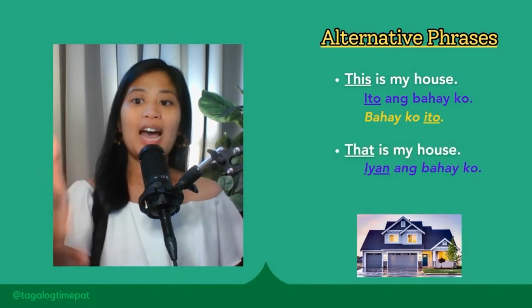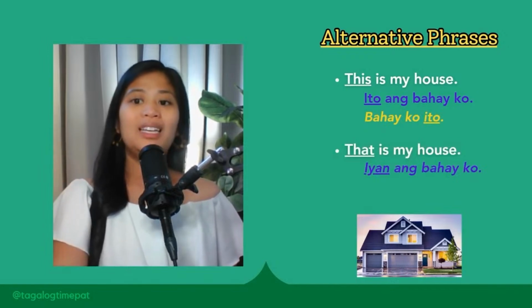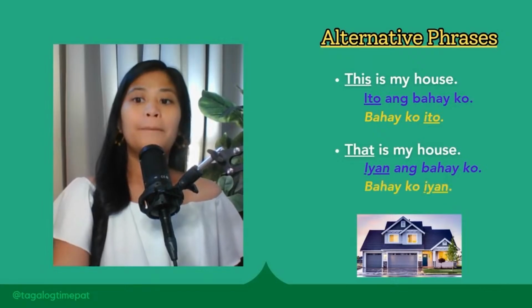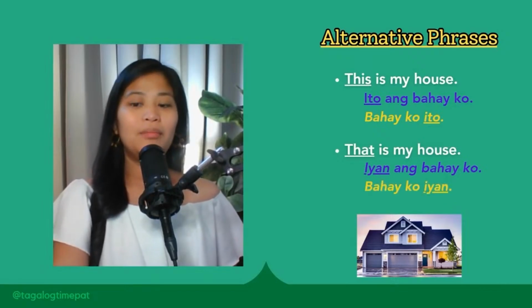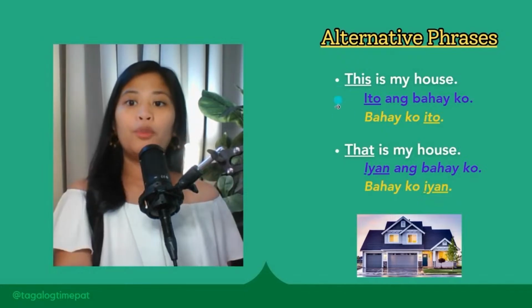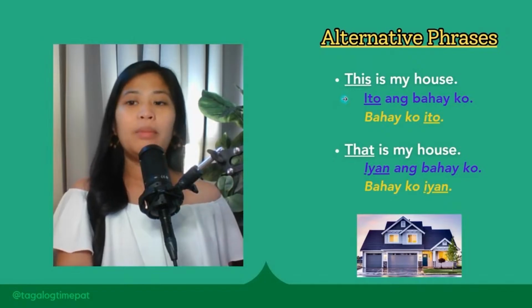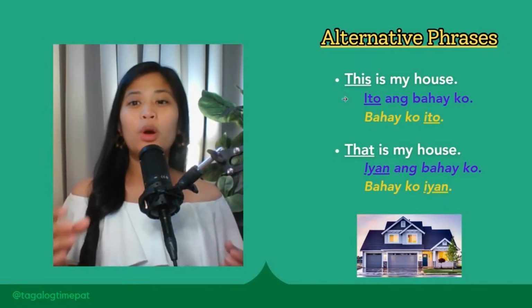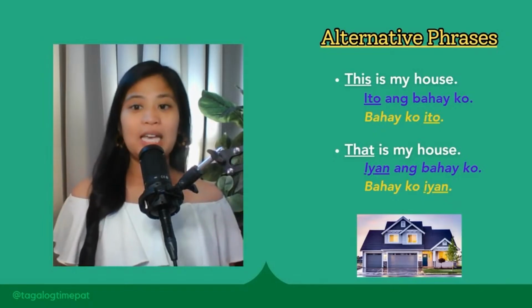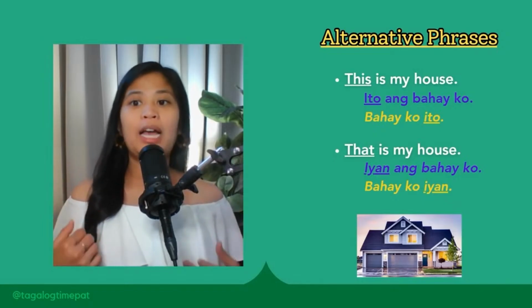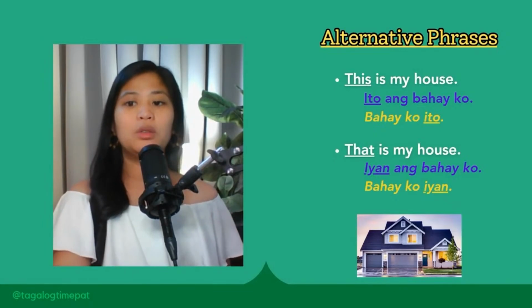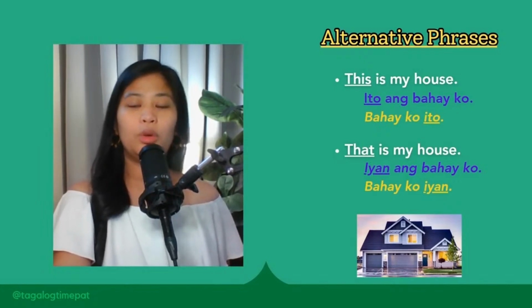Same with that is my house. We learned iyan ang bahay ko. But you could also hear bahay ko iyan. Both forms of these phrases are correct. There's not one wrong way to say it. Ito ang bahay ko might be a little bit formal, but it's said just as much as bahay ko ito. Okay, so these are the two ways you might hear the demonstrative pronoun being used with a noun.